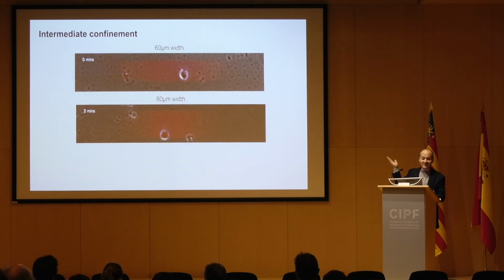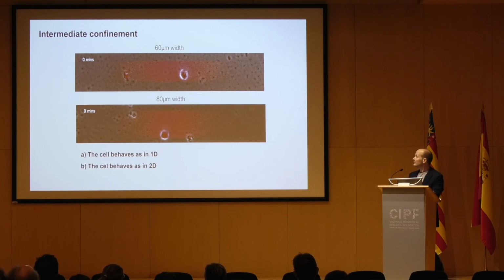All right, but then of course this begs the question, what happens when you're in between 1D and 2D? So we now make lines that are narrow, but not that narrow. Now the options are: the cells behave as in 1D, so they continue to go. The cell behaves as in 2D, so it starts bouncing. Or three, the cell does something really cool and unexpected.